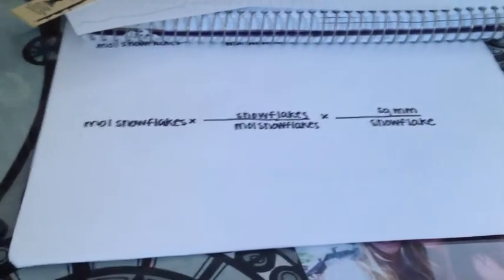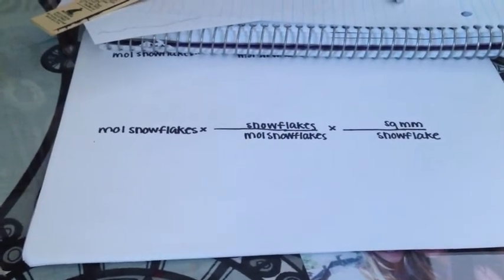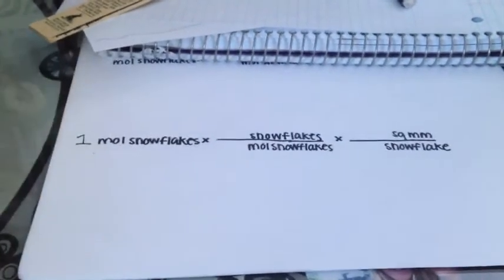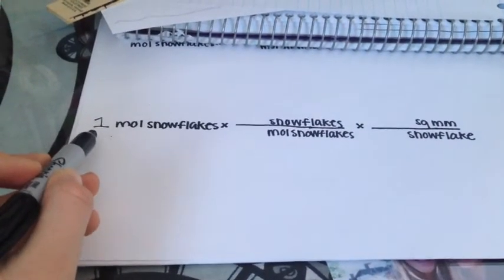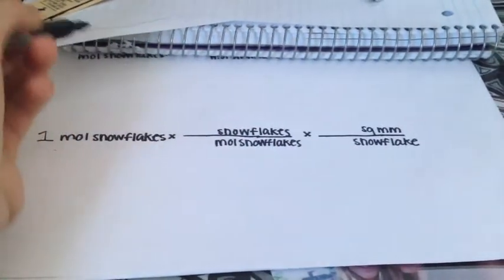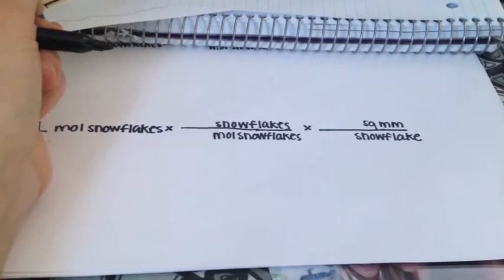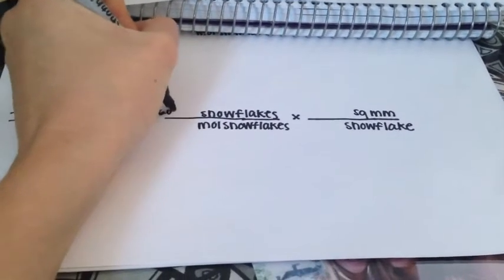The next step is to start adding your values. For the first component, mole snowflakes, you add 1, because you are multiplying 1 mole of snowflakes, not 2, not 3, not 400, but 1. Then you go over to the first set of division, when you have snowflakes as the numerator and mole snowflakes as the denominator. Above, in the numerator, you put 6.02 times 10 to the 23rd, Avogadro's number.